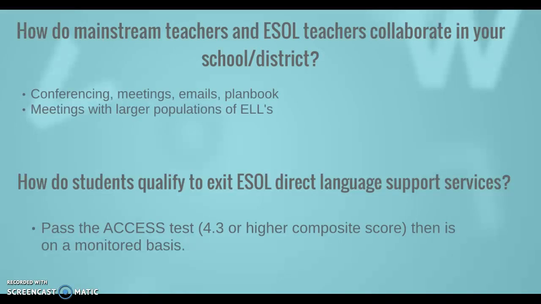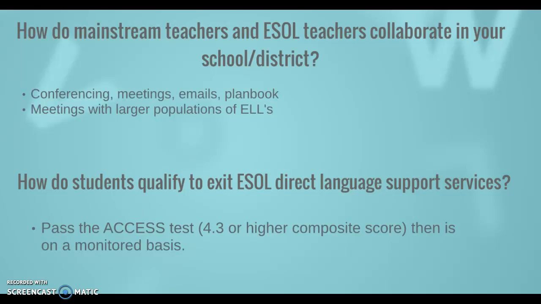Mainstream teachers and ESOL teachers collaborate all the time in order to ensure the success of their students. They will conference, they will meet with parents, email back and forth. We use Planbook at my school to share plans. And our ESOL teacher said for those schools that have a larger population of English learners, she will have after-school meetings to help teachers know exactly what they can be doing to help their English learners.